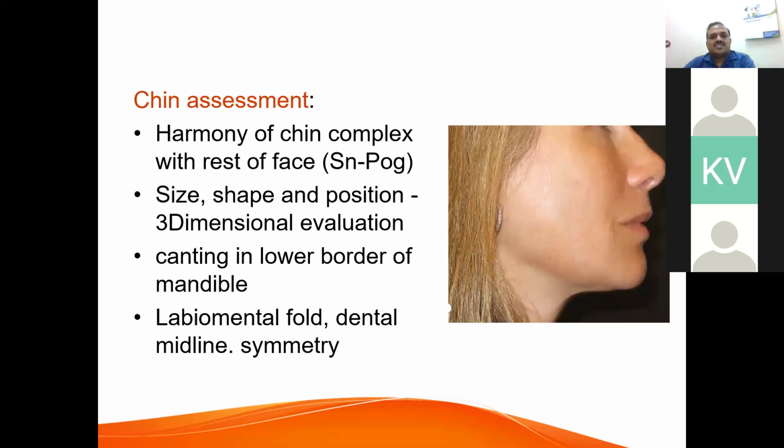And the harmony of the chin complex with the rest of the face, that is the SN Pogonion line. You draw a line connecting the subnasale to the pogonion, and how exactly the chin is positioned is assessed clinically. You take a photo three-dimensionally, and the size, shape, and position are assessed. Any canting in the lower border, the labiomental fold, and the dental midline have to be assessed.